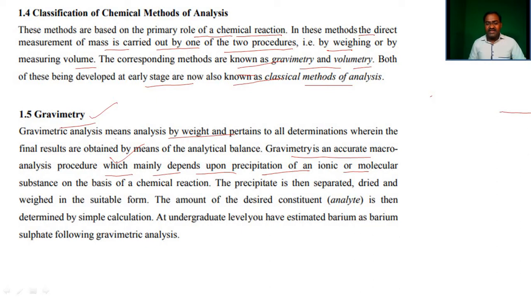The precipitate is then separated, dried, and weighed in a suitable form. The amount of the desired constituent, that is the analyte, is then determined by simple calculations. At undergraduate level, you have estimated barium as barium sulfate using gravimetric analysis techniques.